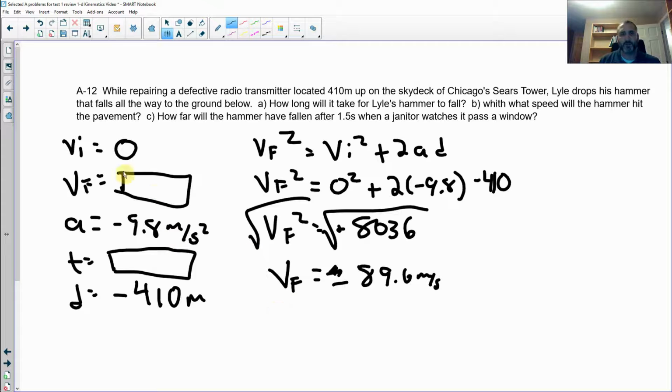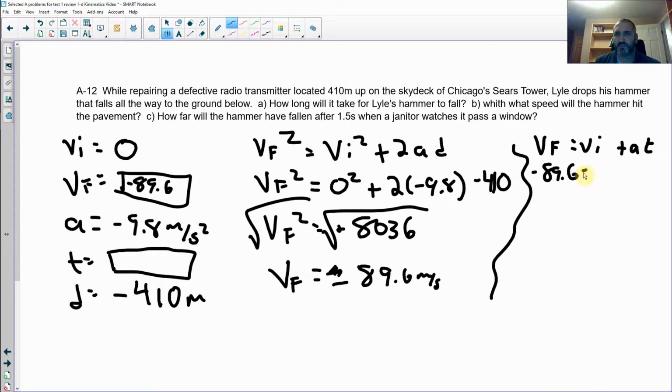So hope that piece helped. Now you can go ahead and figure out the time. And I dare say the easiest way to do that is going to be VF equals VI plus AT. The VF is going to be negative 89.6 equals VI, which is 0, plus negative 9.8 times T. So let's do a little bit of math. We'll clean this up a little bit. Negative 89.6 equals negative 9.8 T.